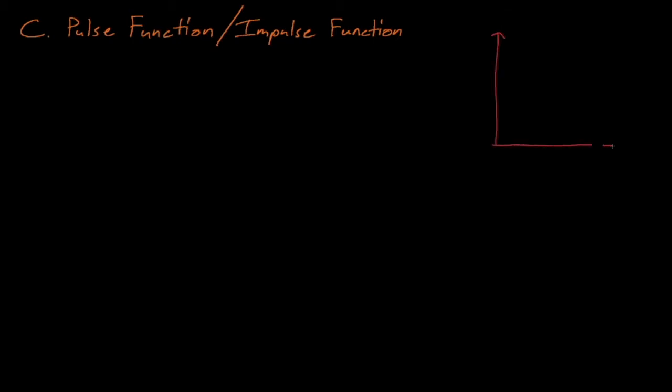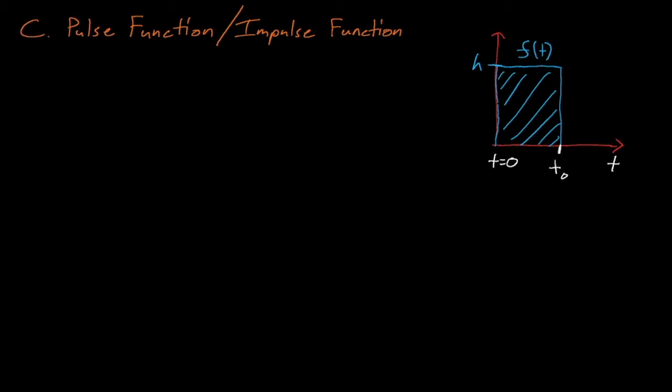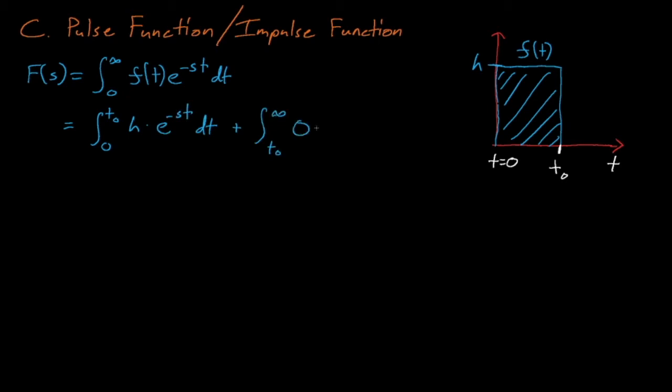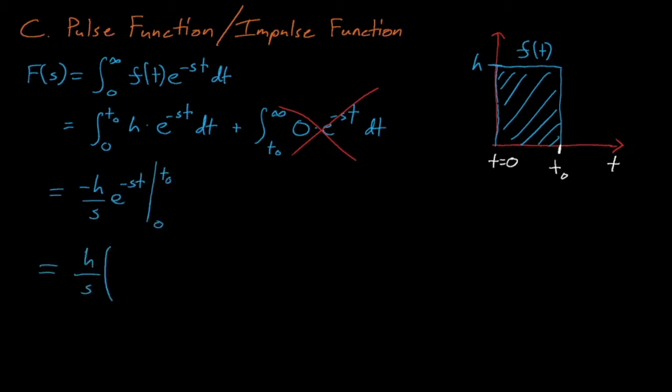An impulse function is simply a step function that assumes a height of h starting at time t equals 0, and then returns to height 0 after time t naught. If we take the Laplace transform of our function, we can divide our integral into two parts, noting that f of t is equal to 0 for our t naught to infinity integral. From here we evaluate our other integral, and we find that the Laplace transform of this expression is equal to h over s times 1 minus e to the negative st naught.